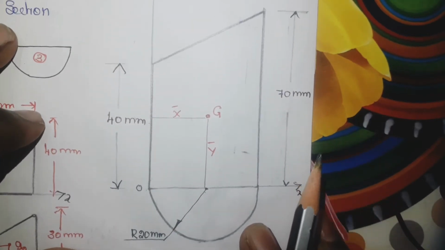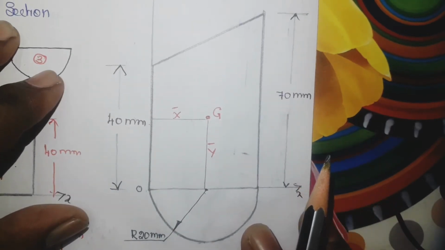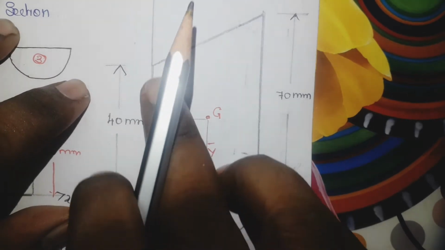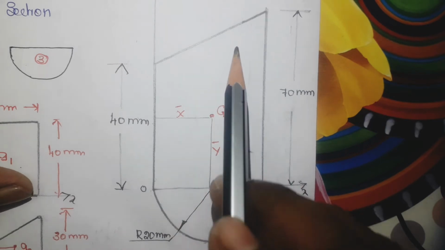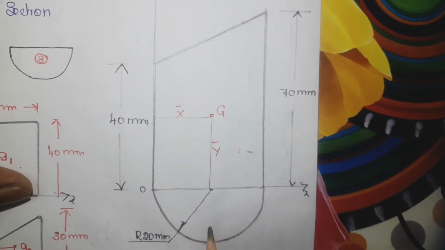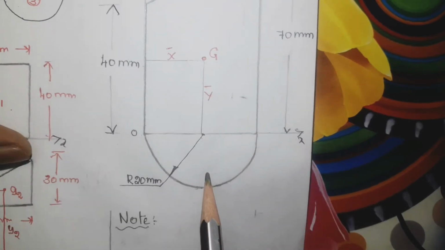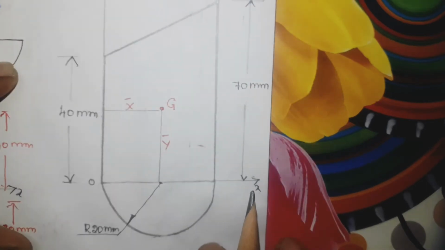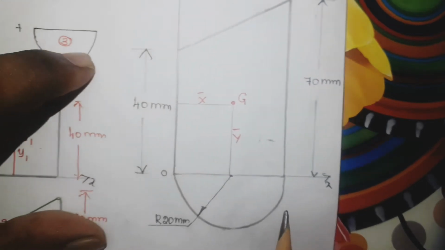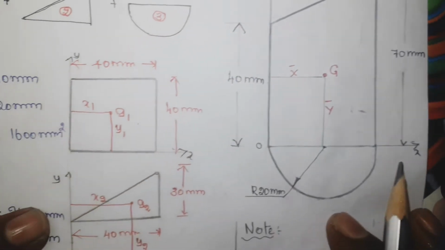Second difference is, earlier we discussed only rectangular shaped problems, but in this case you have a square, and then you have a triangle, then you have a semicircle. Okay, so this is the semicircle. These two are the differences. Now let us solve the problem.